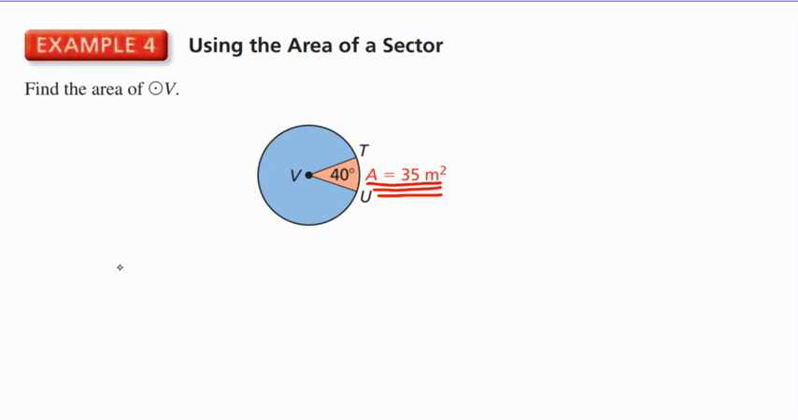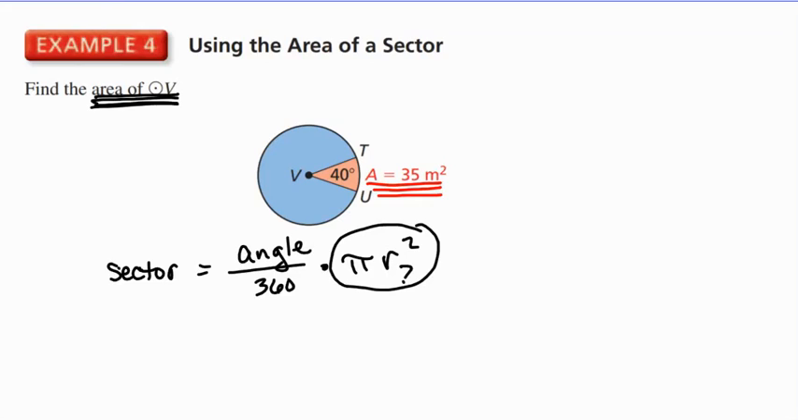Okay? So if you remember, the area of a sector is your angle over 360 times pi r squared, the area of the whole circle, okay? This is what I'm looking for. I'm going to replace what I know. So the sector has an area of 35 square meters. The angle itself is 40 over 360. And I'm looking for the area of circle V. So I'm just going to look for times A.